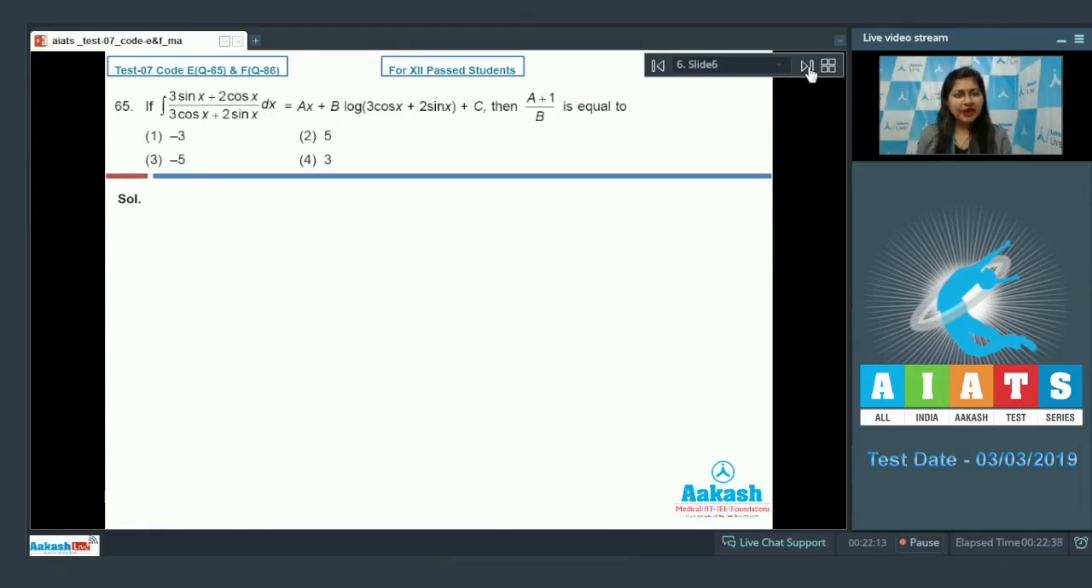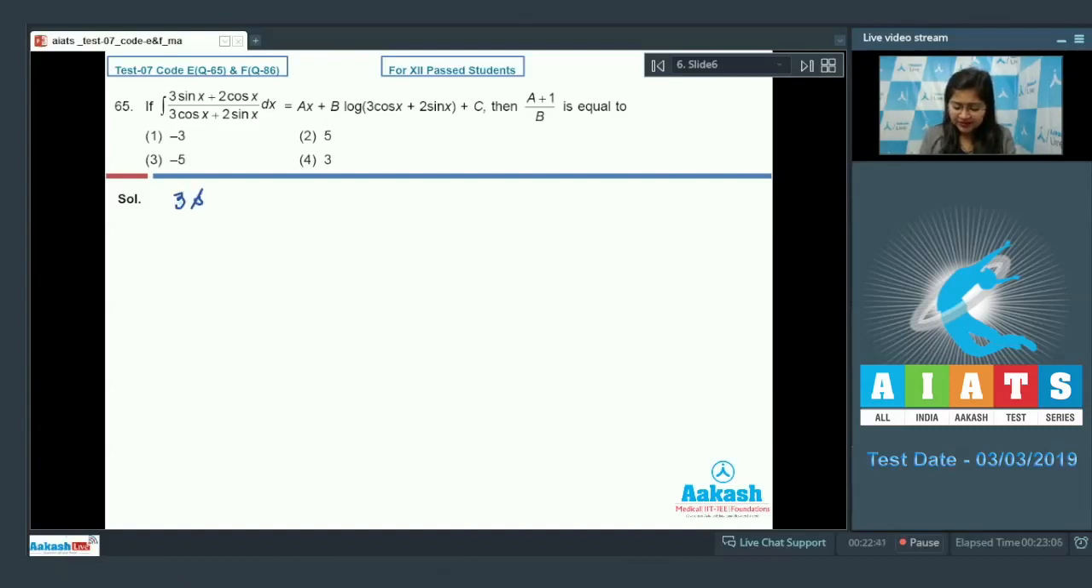Next is question number 65, which says that the integration of (3 sin x plus 2 cos x) upon (3 cos x plus 2 sin x) dx is equal to ax plus b times log of (3 cos x plus 2 sin x) plus c. Then a plus 1 upon b is equal to. Now we know how to solve these types of integrals. Let us see.